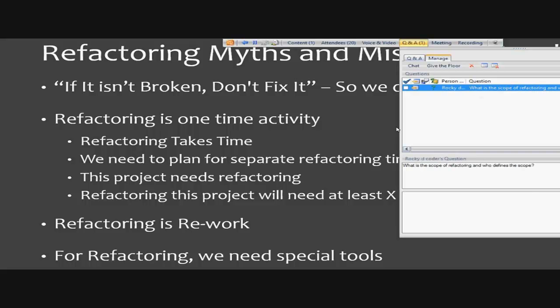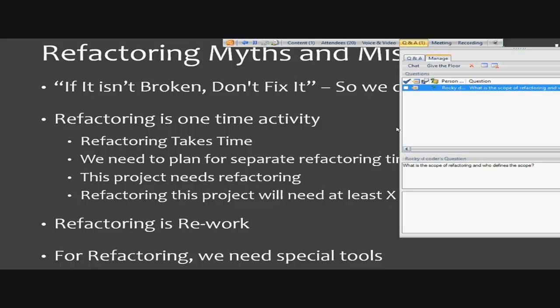Okay, what is the scope of refactoring and who defines the scope? Basically, that's again towards the misunderstanding and myth of refactoring. Because why you are asking for the scope of refactoring is because you are thinking that it is a one-time activity and I should get it done as one task or one thing.